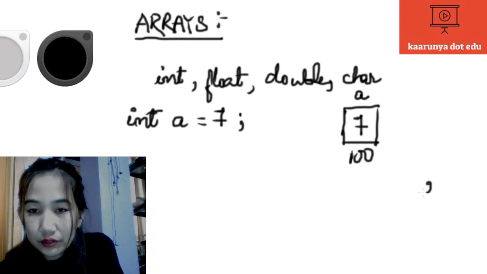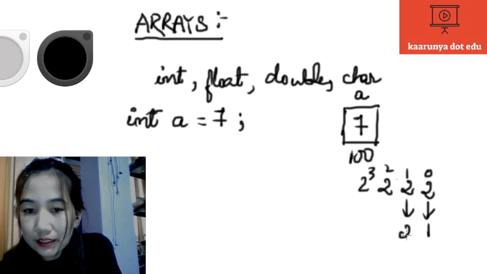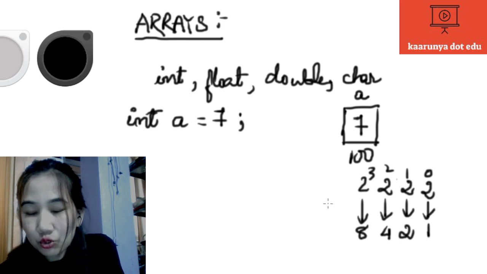So how do we convert this decimal 7 into binaries? We go on taking 2 to the power 0, 2 to the power 1, 2 to the power 2, 2 to the power 3. So 2 to the power 0 is nothing but 1, 2 to the power 1 is 2, 2 to the power 2 is 4, 2 to the power 3 is 8, and so on.